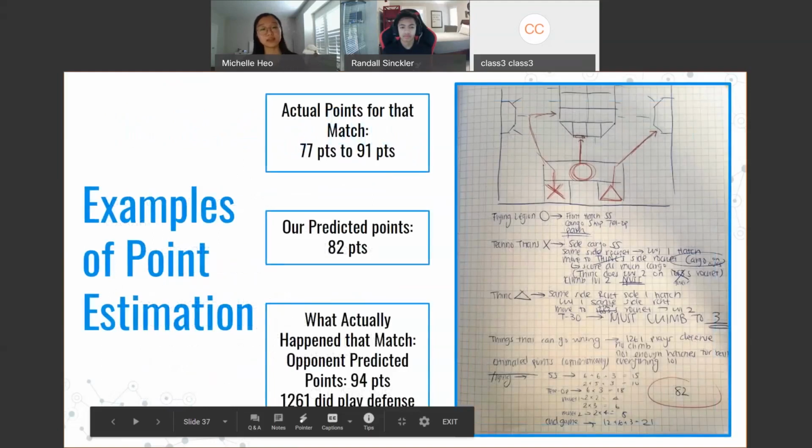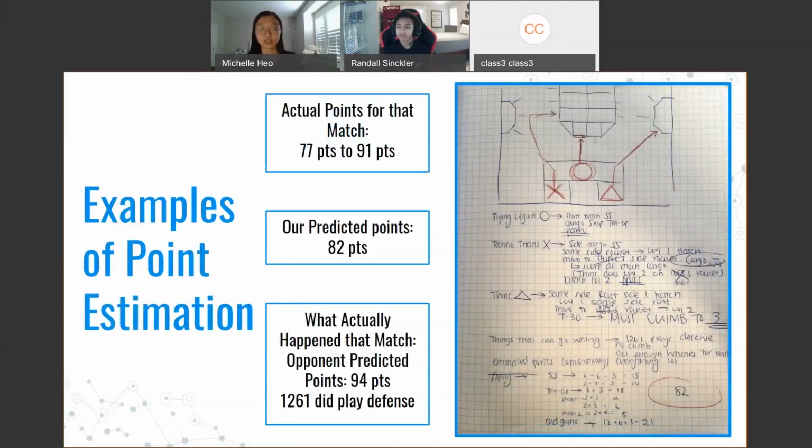So here I have the original document we used to calculate the alliance's points estimation. This was the quarterfinal match of the state competition in 2019. And basically, as the lower ranked alliance, we knew we had to figure out something we could do differently to outscore the other team. And that's where these numbers came into play. Factoring in each team's optimistic strategy, we calculated our optimistic score, which was 82.